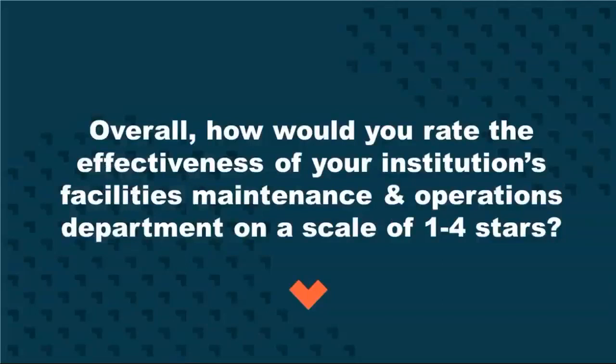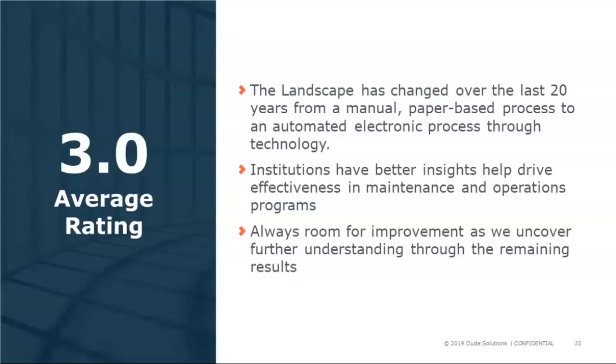The first question really had to do with the overall effectiveness of facilities and maintenance and operations on a scale of 1 to 4. And what we found was that there was an average of a 3 rating. We have seen the landscape change over the last 20 years from a manual, paper-based process to an automated electronic process where insights are a little bit more available and accessible. So people are feeling they have that information. They have better insights, and they're able to drive more effective maintenance and operations programs.